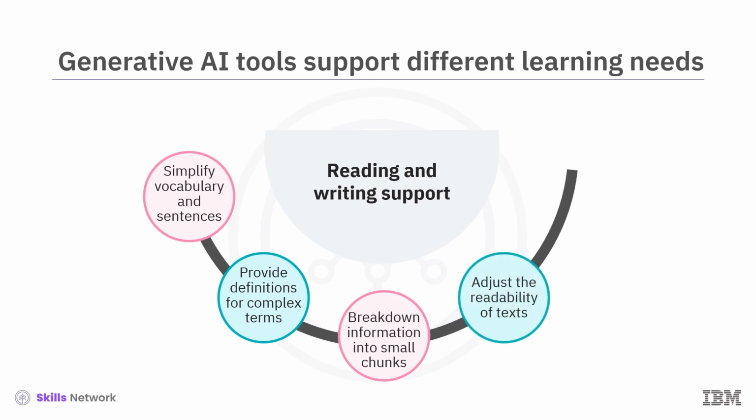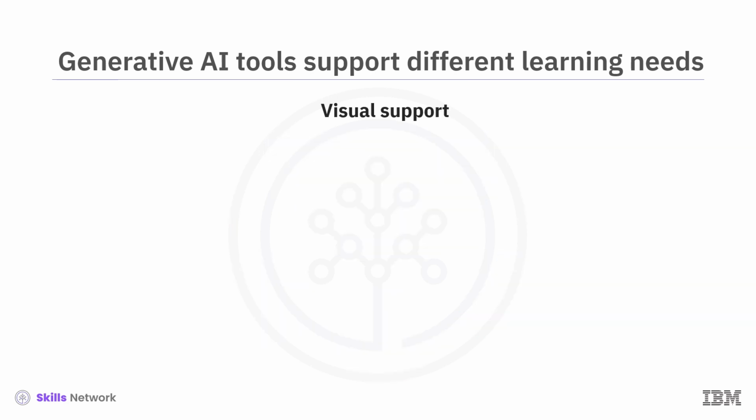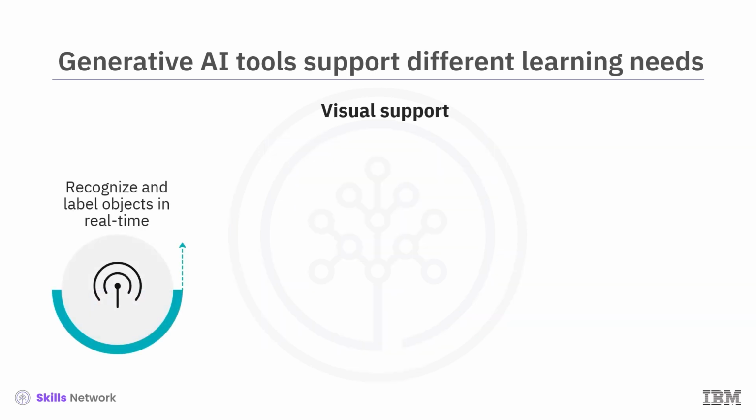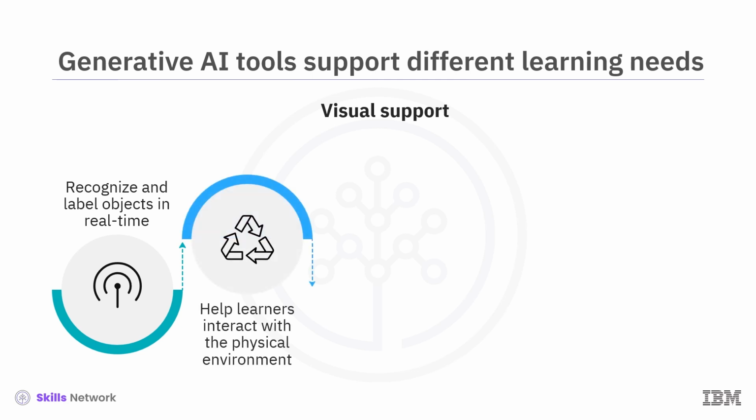It adjusts the readability of texts to match specific reading abilities. Converting written text into audio and vice versa can assist learners with reading and writing disabilities. In real time, certain generative AI-powered visual and environmental tools recognize and label objects, characters, and surroundings. These tools provide visual support to the visually impaired learners to interact with the physical environment effectively.